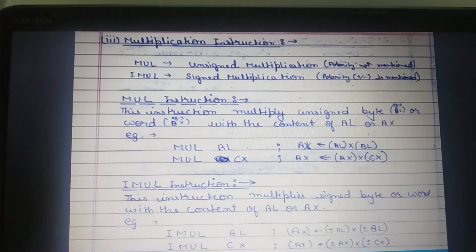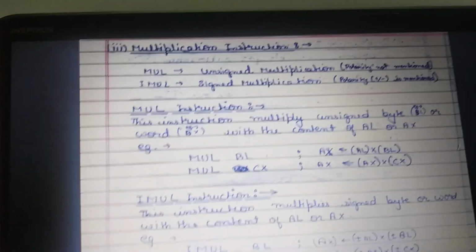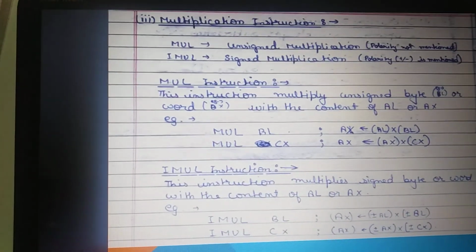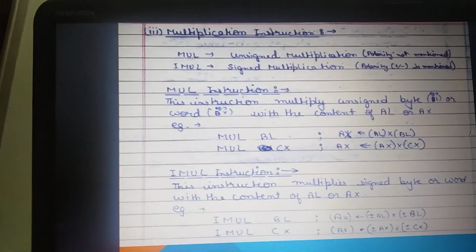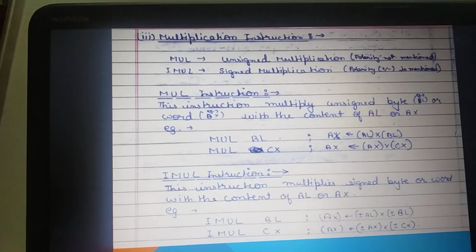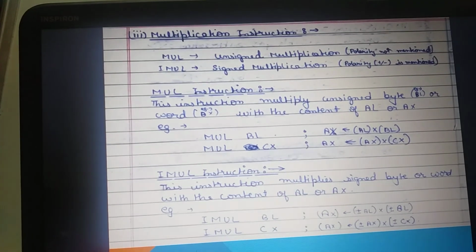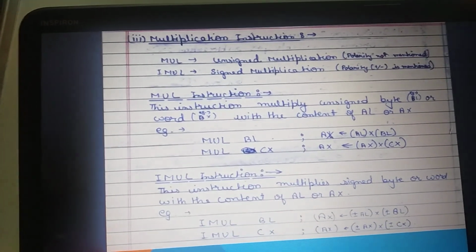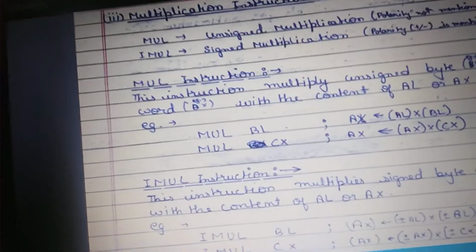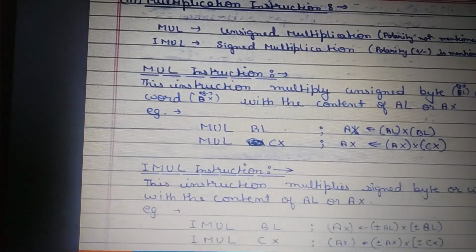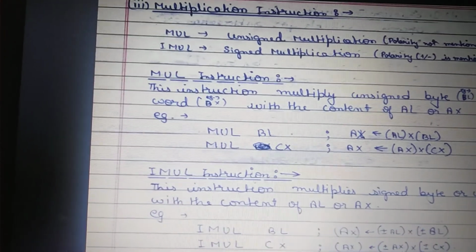Next we have to discuss 2 additional instructions, the multiplication and division instructions. In multiplication there are 2 instructions, MUL and IMUL. MUL is unsigned multiplication, while IMUL is signed multiplication, where we have to show the polarity of the numbers.